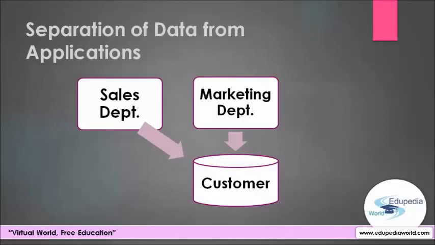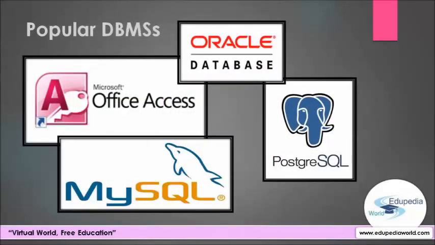Now let's look at some popular database management systems. Among these, MySQL and PostgreSQL are free and open source software. You can freely download the software from their official websites. But Microsoft Access and Oracle Database are proprietary databases. In order to use them, you need to buy them. And Microsoft Access comes along with the Microsoft Office package.